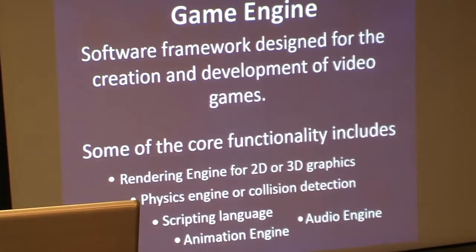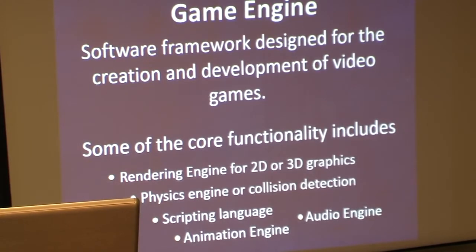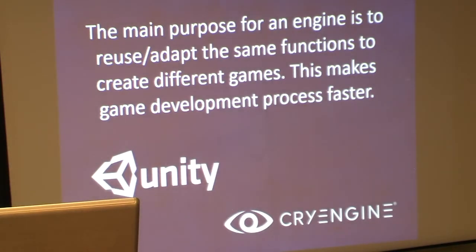A game engine. What is a game engine? A software framework designed for the creation and development of video games. Some of the core functionalities include a rendering engine for 2D and 3D graphics, a physics engine or collision detection, a scripting language, which is Blueprints in this situation, and it has an audio engine and an animation engine. They're all smashed together to form the Unreal Engine 4. The main purpose for an engine is to reuse and adapt the same functions to create different games. This makes the game development process a lot faster if you want to create multiple games.